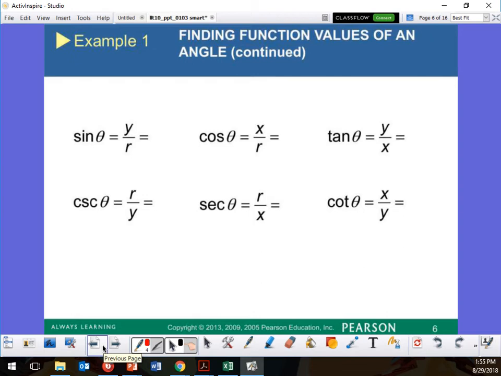All right, so now we know, we said y was what value? 15. X was? 8. R is? 17. Okay, so now tell me what sine theta is going to be. Cosine theta. Tan theta, 15 over 8. Cosecant, 17 over 8. Secant, 17 over 8. Cotangent, 8 over 15.